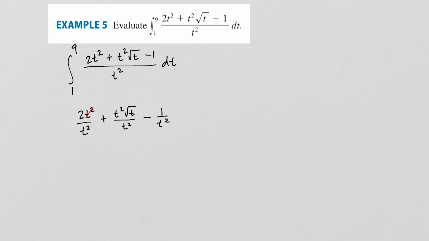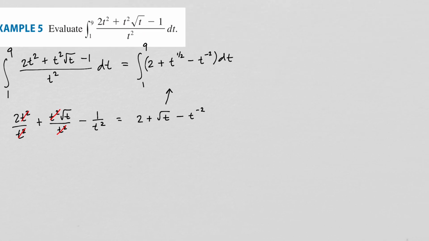And here the t squareds cancel out. Here the t squareds also cancel out. And this is just 2 plus the square root of t, minus 1 over t squared, which can be rewritten as t to the negative 2. And so we can re-express this integral as the integral from 1 to 9 of 2 plus the square root of t, we'll write that as t to the 1/2, and then minus t to the -2.